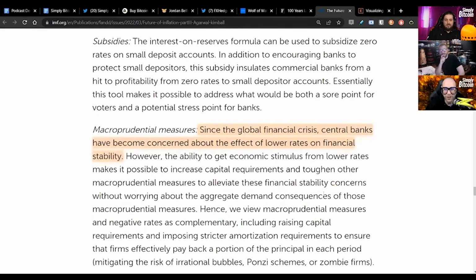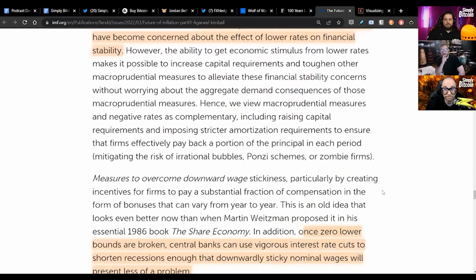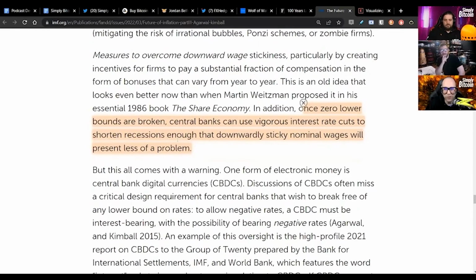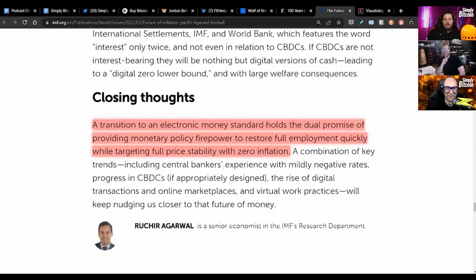All right, we're gonna continue on here. Here we go. Since the global financial crisis, central banks have become concerned about the effect of lower rates on financial stability. Once zero lower bounds are broken, central banks can use vigorous interest rate cuts to shorten recessions enough that downwardly sticky nominal wages will present less of a problem. These people have had a shot.